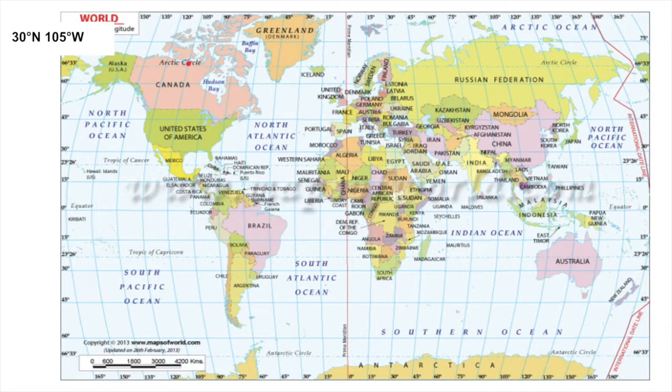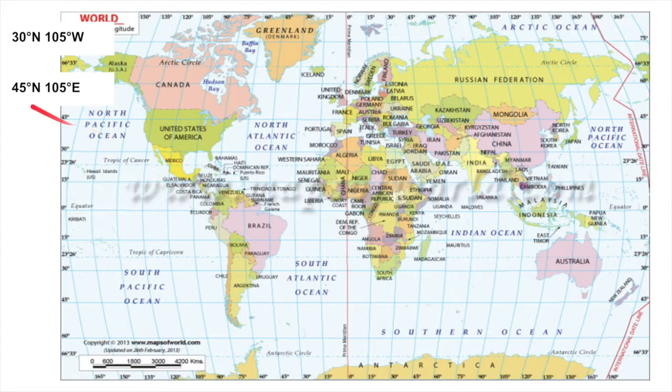So let's follow this line down to where it meets 30 degrees north right here. So if you found Mexico, you would be correct. That is the absolute location of Mexico, and these are the coordinates. Let's try this one. Pause it, see if you can find it on your own.